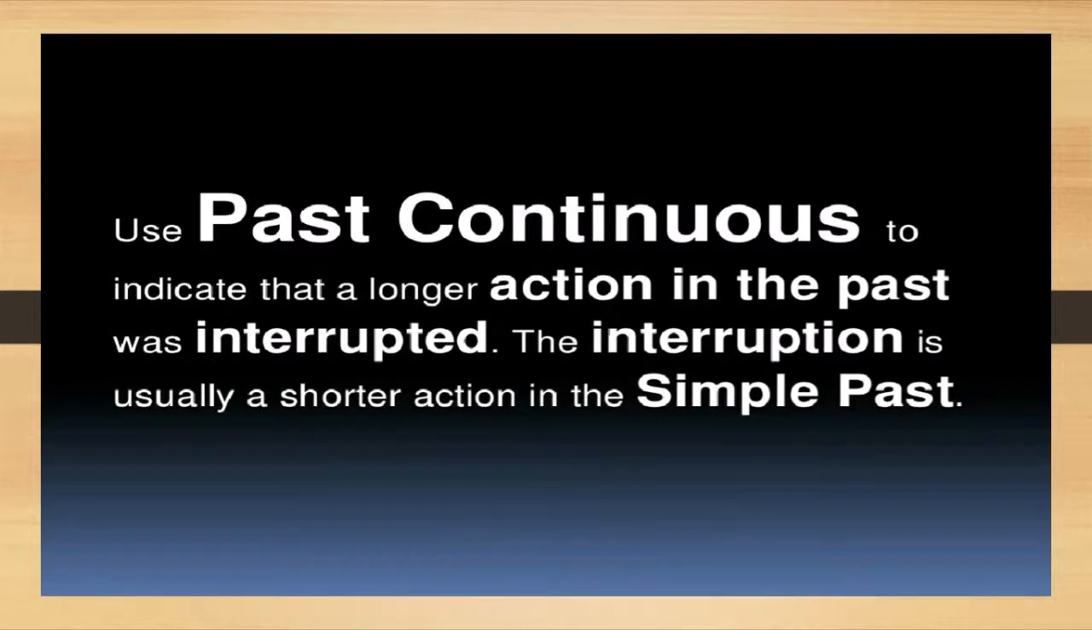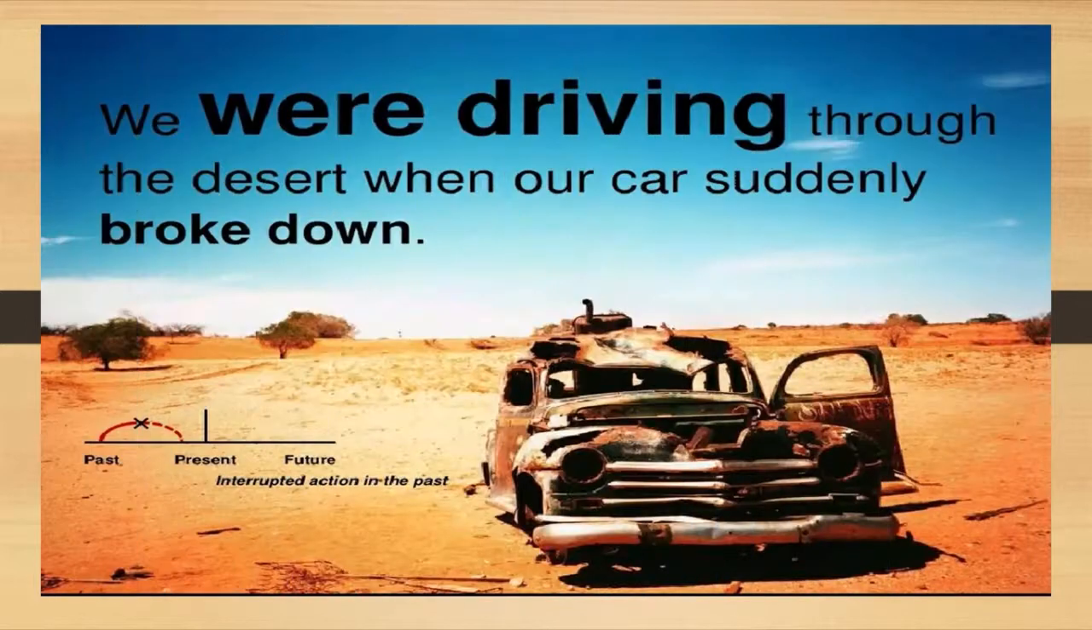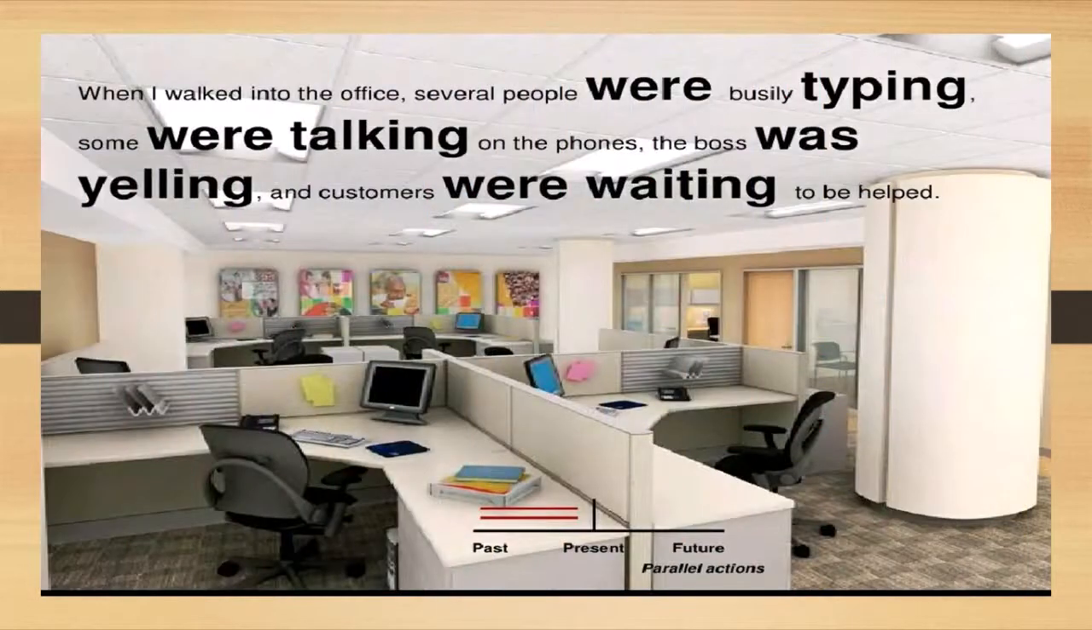Now, the second part of past tense. Second type of past tense: past continuous. Use past continuous to indicate that a longer action in the past was interrupted. The interruption is usually a shorter action in the simple past tense. Okay. Now, for example, we were driving through the desert when our car suddenly broke down. Okay. This one is an example of past continuous tense. And you can understand clearly.